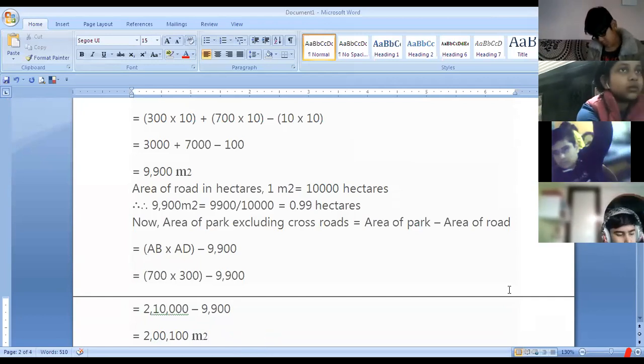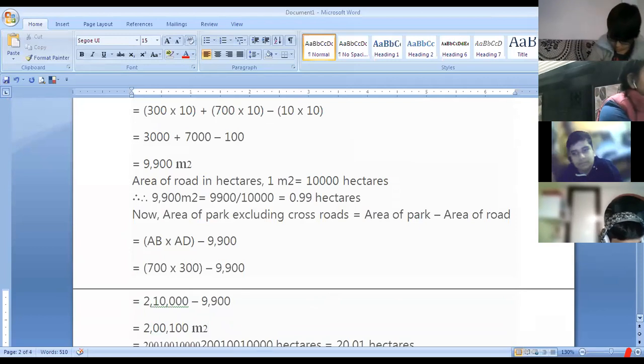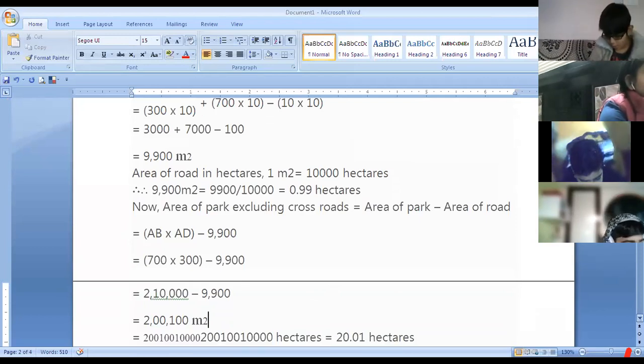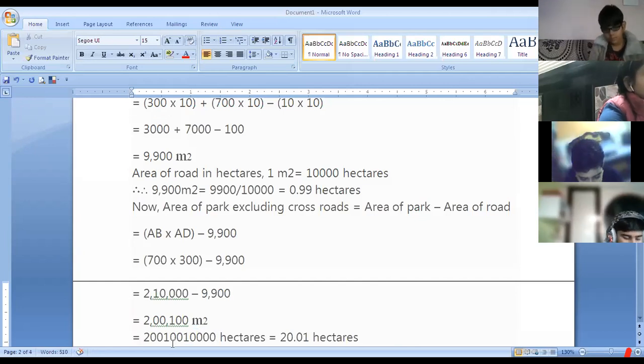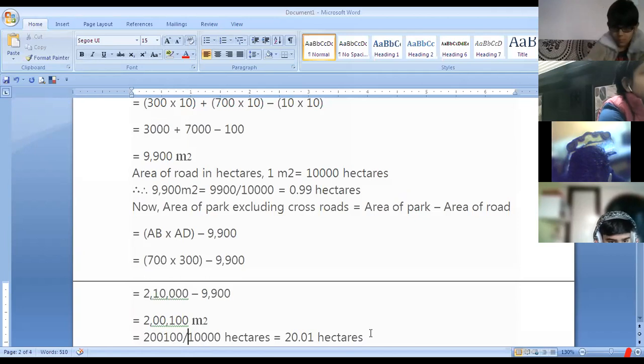Again, the area of the park in hectares will be 200,100 divided by 10,000. So 20.01 hectares will be the answer.